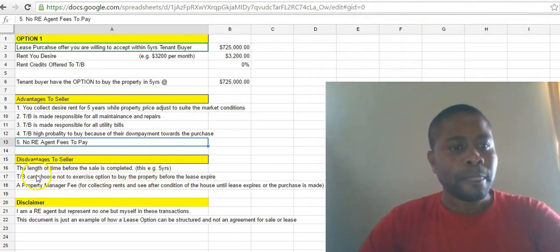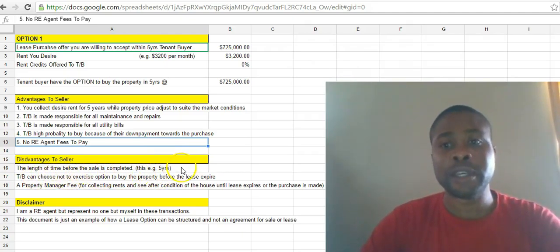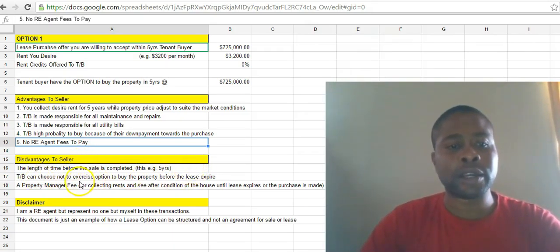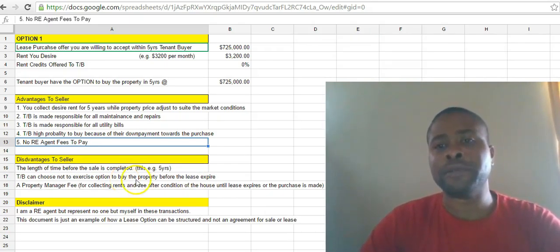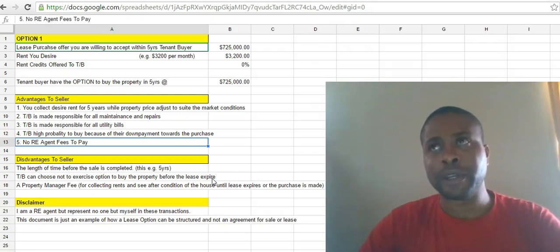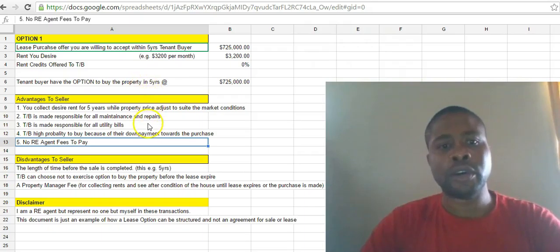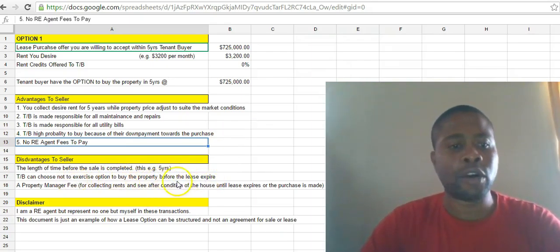Also, there are some disadvantages to being the seller. The length of time. In this case, you have to wait 5 years before you can be cashed out for the property. This is providing the tenant buyer chooses to exercise the option at the end of the 5-year period. The good thing about this though is that at the end of 5 years, you can do this all over again. By that time the property would have probably gone up in value, and you probably collect another deposit and you go again, providing the person does not exercise their option.